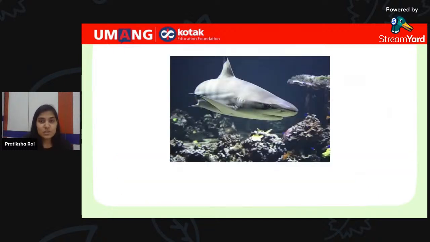What is the next picture? What do you see here on the screen? What is this? I am sure you all know the answer to this, right? Yes, this is a shark.